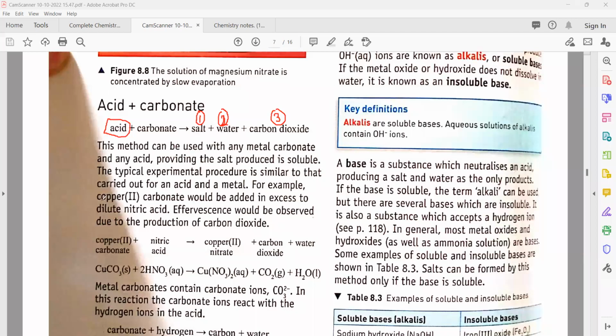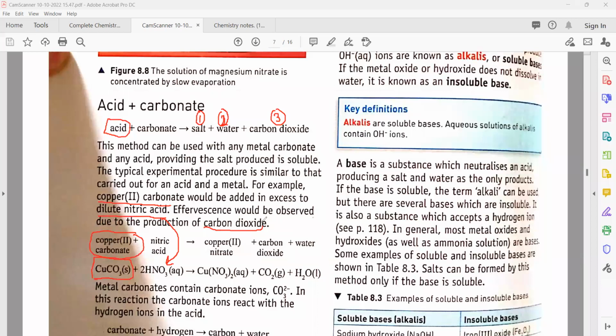For example, copper(II) carbonate. This is the example here. CuCO3, that is the formula of this carbonate, would be added to excess dilute nitric acid. Here we use HNO3, the chemical formula of nitric acid. Effervescence will be observed, that is, the fumes going out due to the production of carbon dioxide gas.